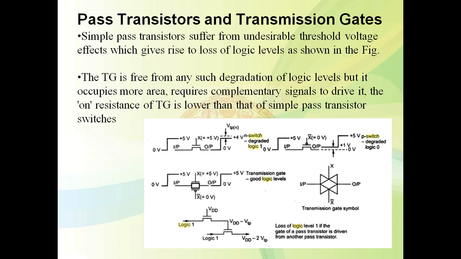Also it requires two complementary signals, X and X bar. Here X is 5 volt and X bar is 0 volt. So we require two complementary signals to drive it. But the on-state resistance of this pass transistor is very low as compared to only a pass transistor. It suffers only in that it has a high area.